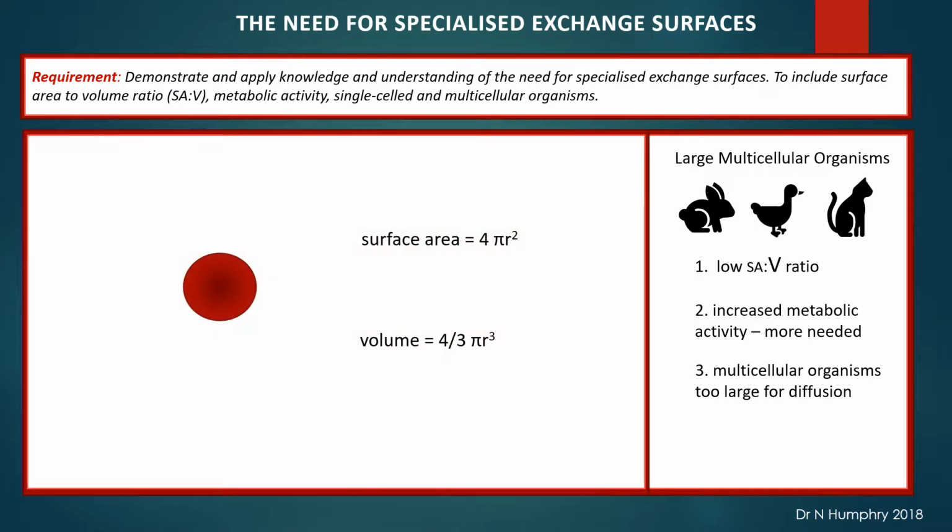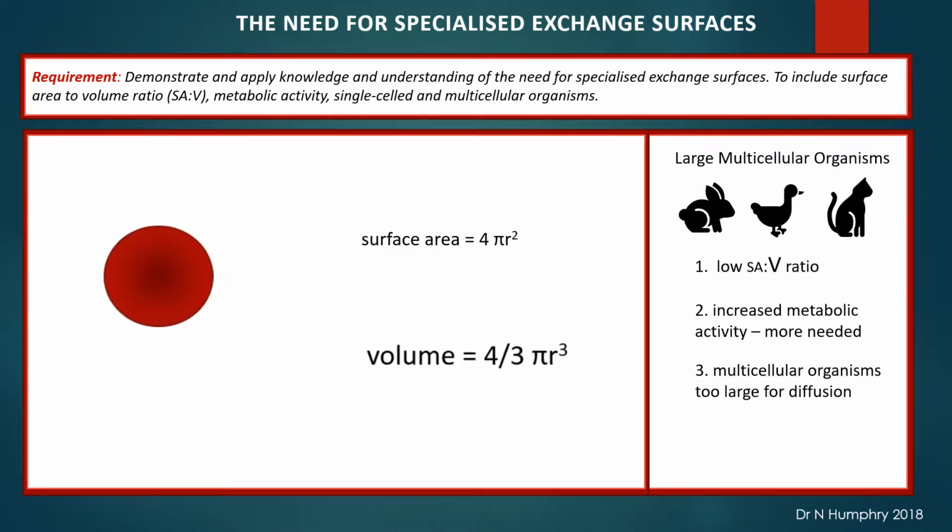To calculate the surface area to volume ratio of a simple sphere, the surface area is determined by the equation 4πr squared and the volume by 4/3 πr cubed. Thus, as the radius of a sphere increases, the volume rises more rapidly than the surface area, leaving larger spheres with a lower surface area to volume ratio.